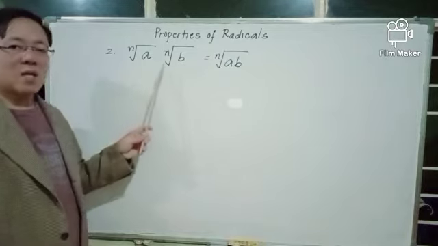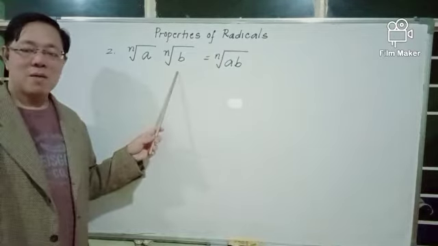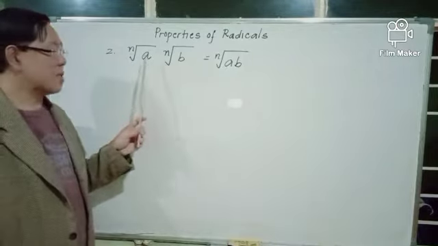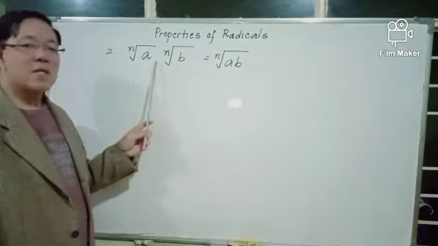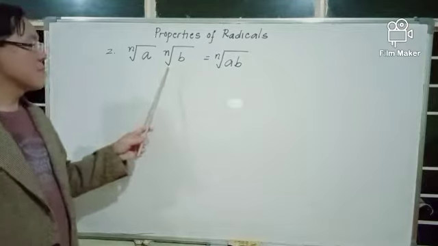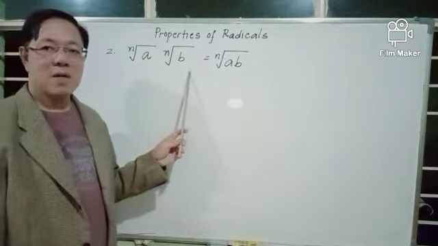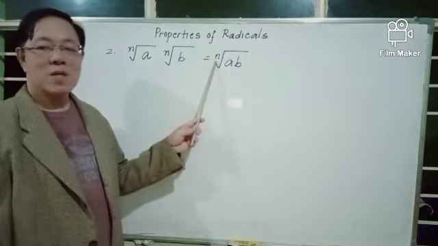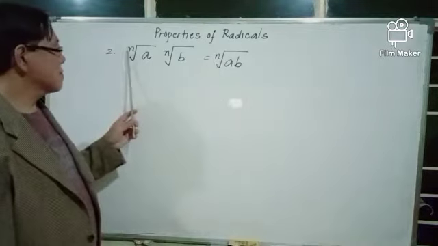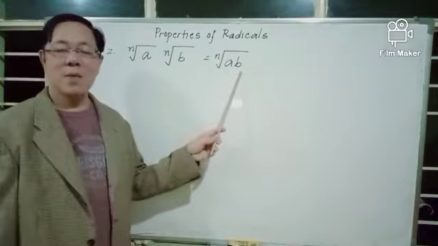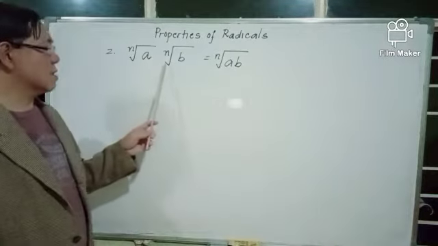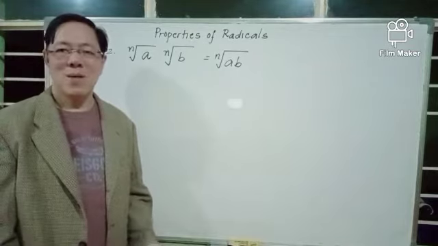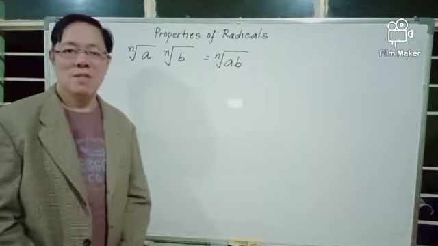If we have a product of two radical expressions with the same index but different or the same radicands, you can write this product with a single radical sign and with the common index n, and the radicand is the product of the radicands in the original given radical expressions. We take some examples.